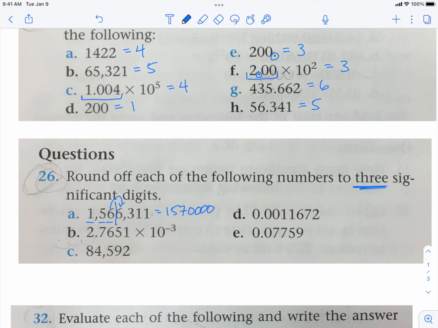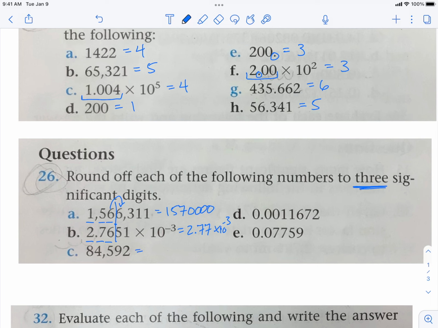All right, for letter B, 1, 2, 3, and again, we're going to look next door to the 6 to see if we should round up. So I think we should. So 2.77 times 10 to the minus 3. This number is written in scientific notation for some reason, so you don't want to turn it into a decimal without scientific notation and go back and forth. Just pay attention to the first part.